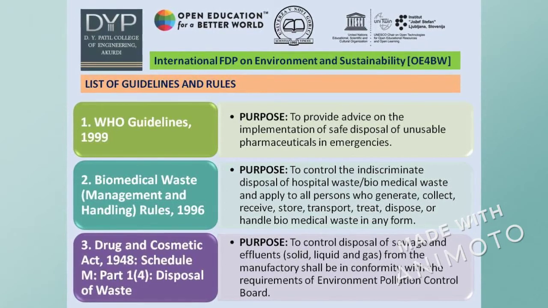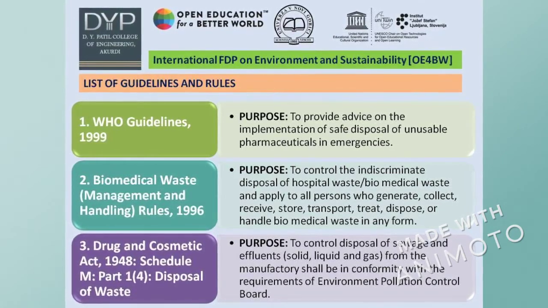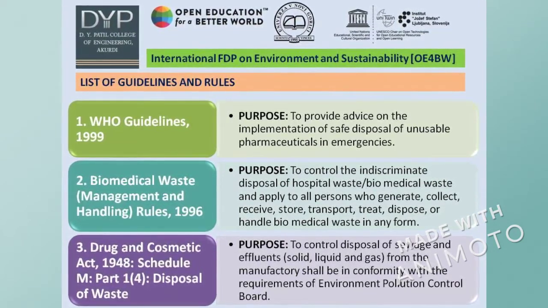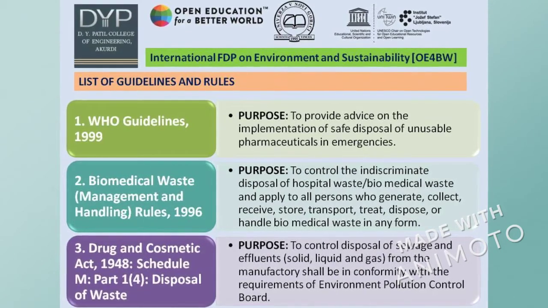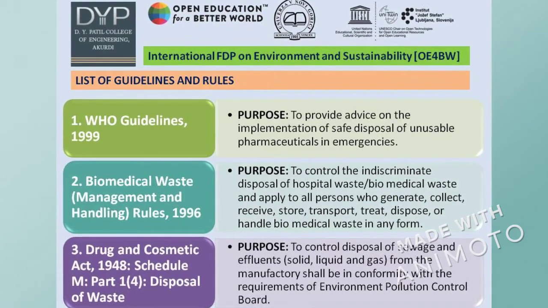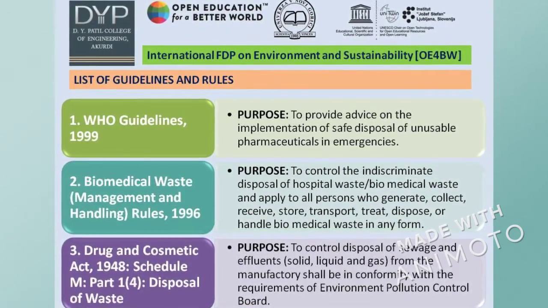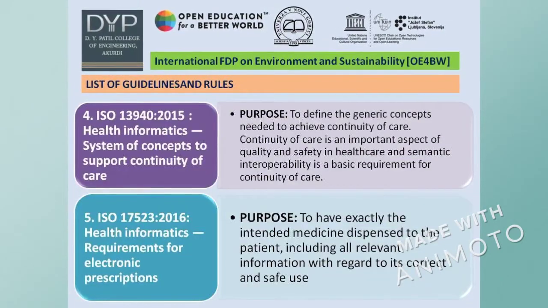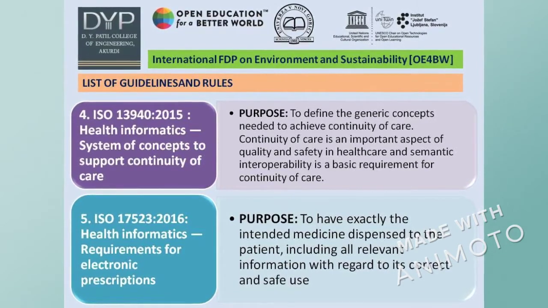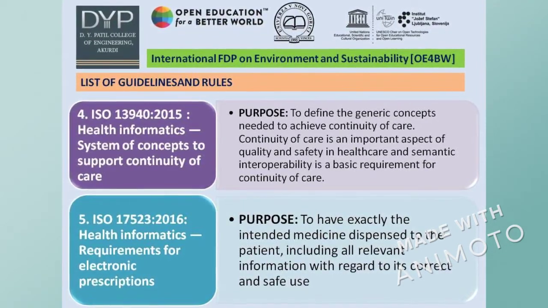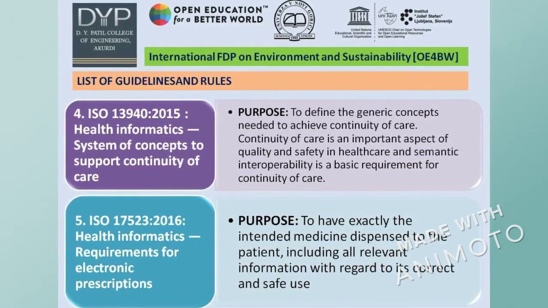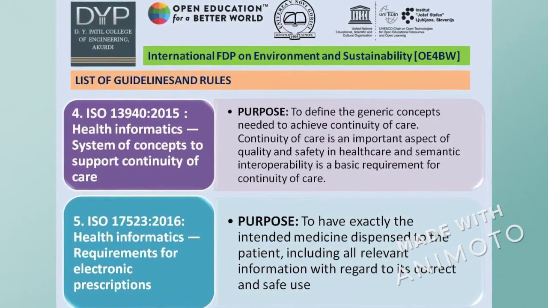Let us have a look at the learning outcomes from my week 2 video, which discussed the list and the guidelines and the rules related to green pharmacy. We discussed the WHO guidelines 1999, Biomedical Waste Management and Handling Rules 1996, Drug and Cosmetics Act 1948, ISO 13940:2015, which deals with health informatics system of concepts to support continuity of care, and ISO 17523:2016 guidelines, health informatics, which deals with requirements for electronic prescriptions.